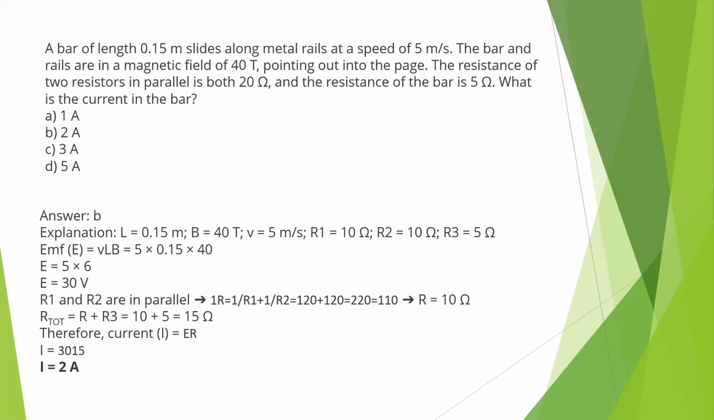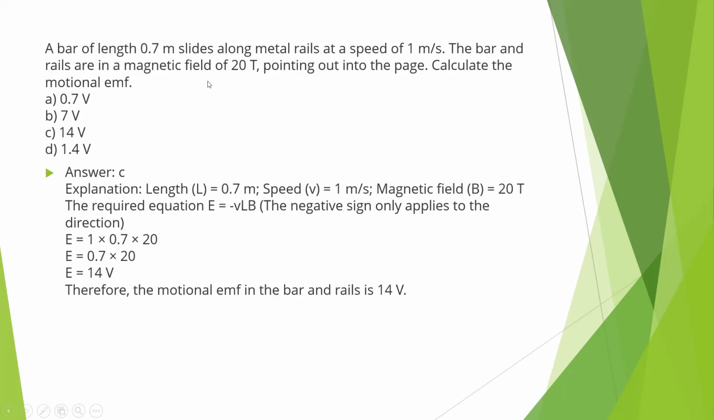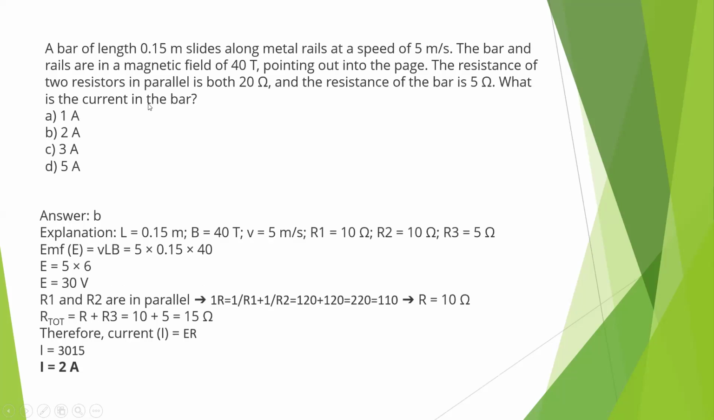Next question. A bar of length 0.15 meter slides along metal rails at a speed of 5 meter per second. The same equation you are going to apply again. The bar and the rails are in a magnetic field of 40 Tesla, pointing out of the page. The two resistors in parallel are both 20 ohm, and the resistance of the bar is 5 ohm. What is the current in the bar? Here we solved the motional electromotive force, but they have given additional points: there are two resistors, and they are in parallel also.